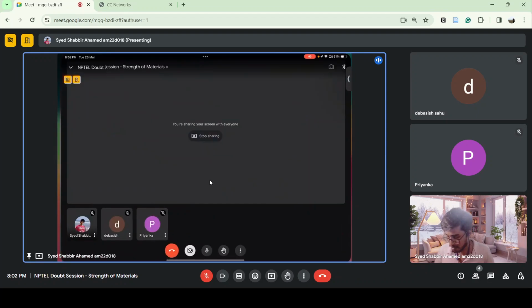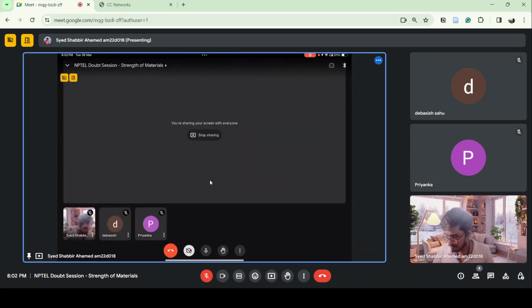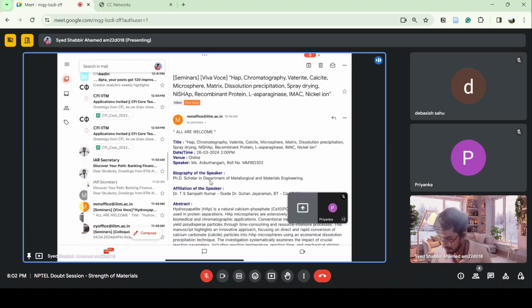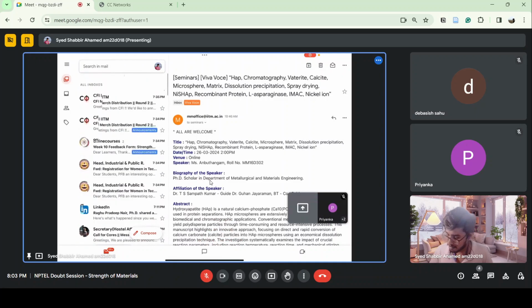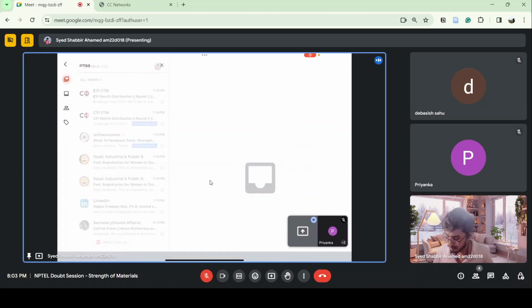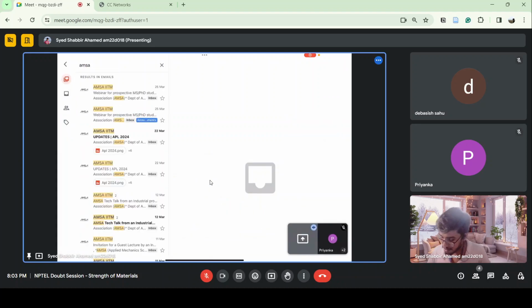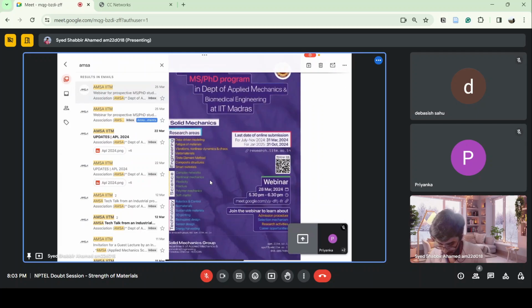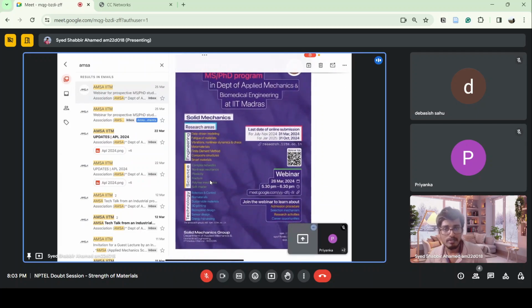You can also join this, and if you have any doubts, you can directly ask the faculty. It's a good chance, so you can utilize it.